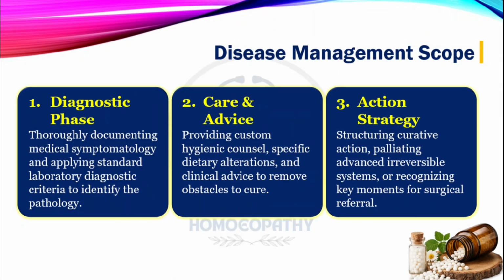Disease management scope. Disease management in homeopathic therapeutics includes multiple clinical responsibilities. First comes the diagnostic phase, where symptoms, case history, and investigations are carefully analyzed to identify the pathology. Second comes care and advice, which includes diet regulation, hygienic guidance, and removal of obstacles to cure. And finally, action study, where the physician decides whether the case requires curative treatment, palliation, or even surgical removal.